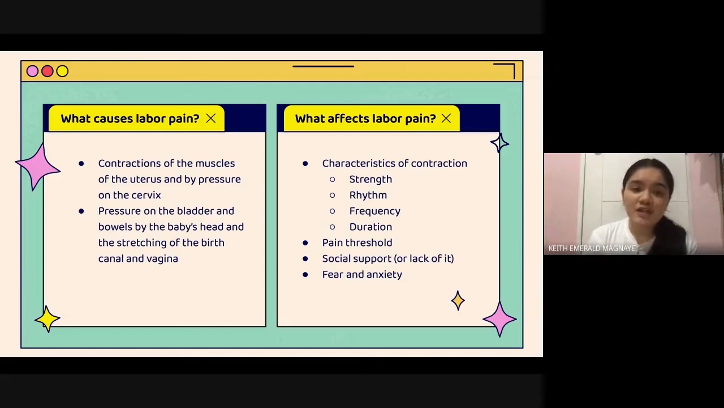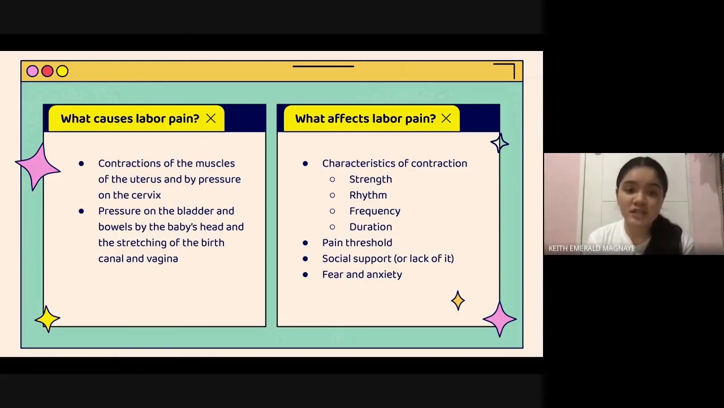This pain can be felt as strong cramping in the abdomen, groin, and back, as well as an achy feeling. Some women experience pain in their sides or thighs as well. The other possible causes of pain during labor include pressure on the bladder and bowels by the baby's head and the stretching of the birth canal and vagina. Ina-accommodate po kasi ng birth canal at ng vagina yung size ng ulo ng baby. Kaya nagsistretch po ito. At yun po yung isa sa nagiging sanhi kung bakit nakakaranas po ng pain yung mga babae habang nagle-labor.